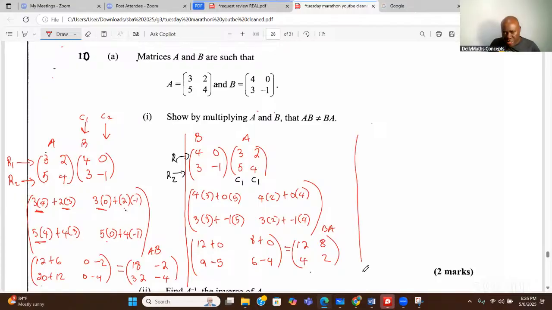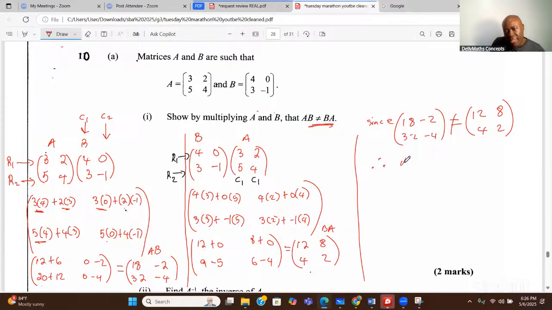Now you can see for yourself. Remember, they asked us to show that they're not equal. So I'm just saying, since we have 18, negative 2, 32, negative 4, it is not equal to this. You're seeing it's not equal to it. So we can conclude that, therefore, AB is not equal to BA. That's all. Not a big deal.